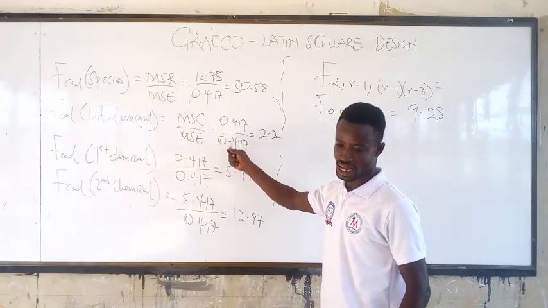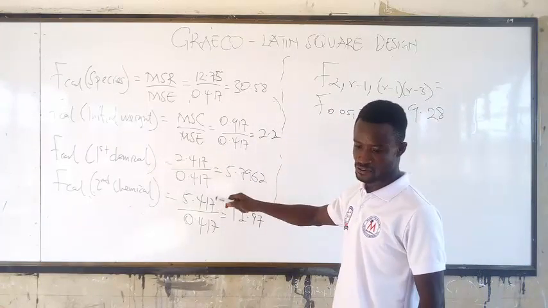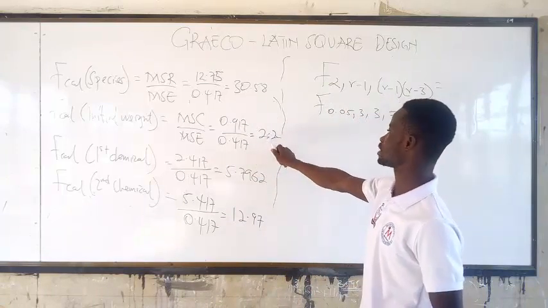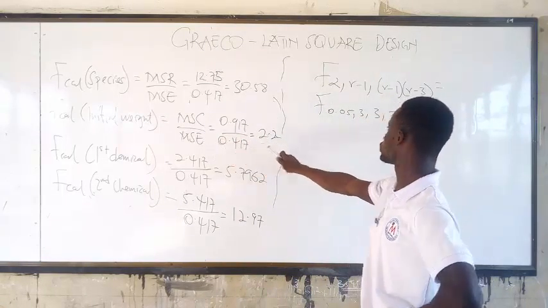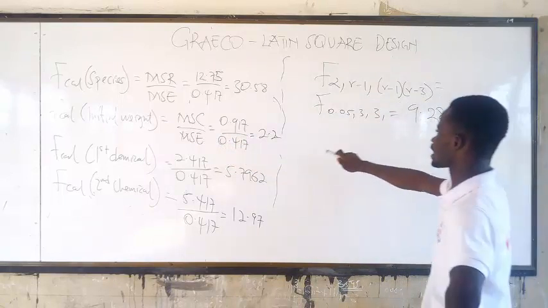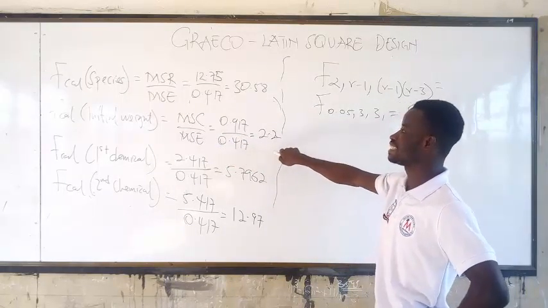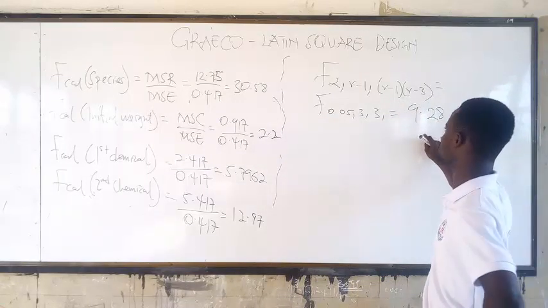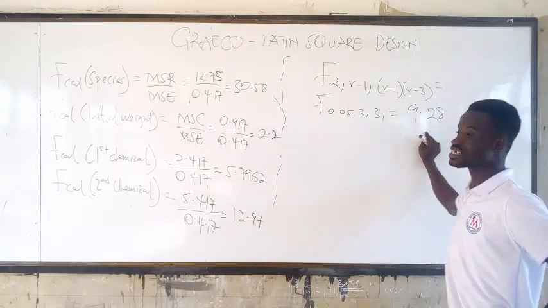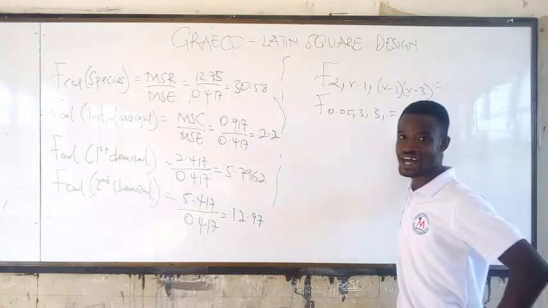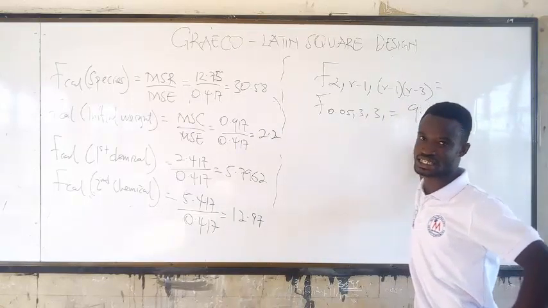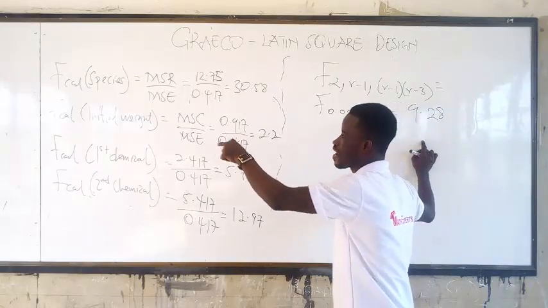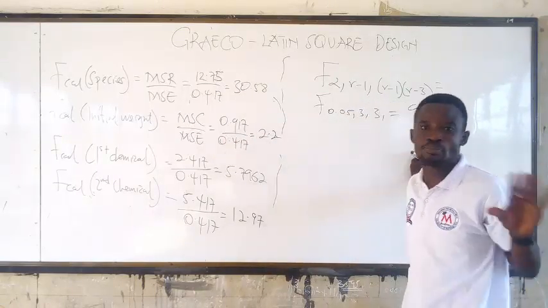Here too, you can see that the F calculated at the initial weight is 2.2. That means the F calculated at the initial weight is less than the F critical. So since it is less than, you fail to reject the null hypothesis and conclude that there is no difference in the initial weight. Simple as that.